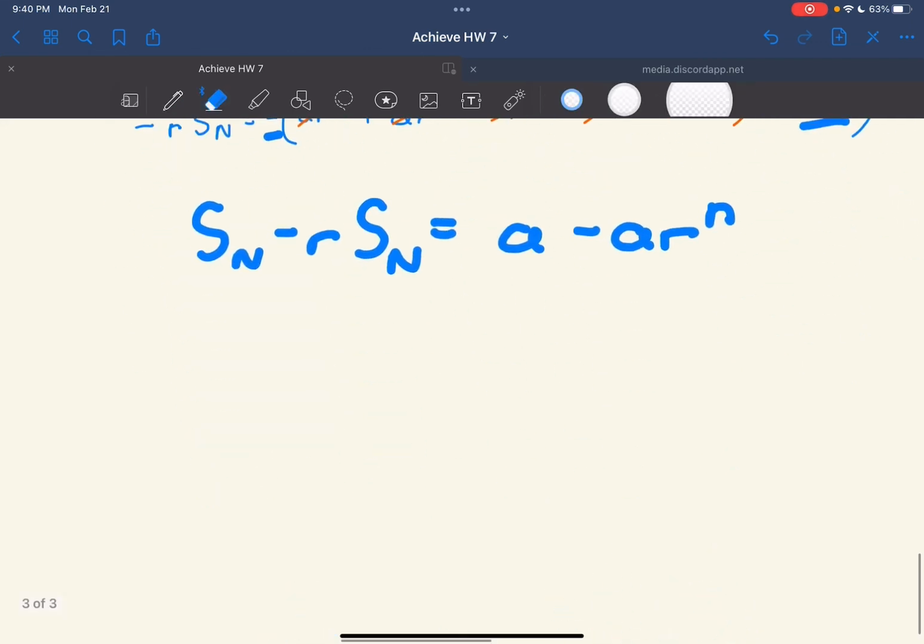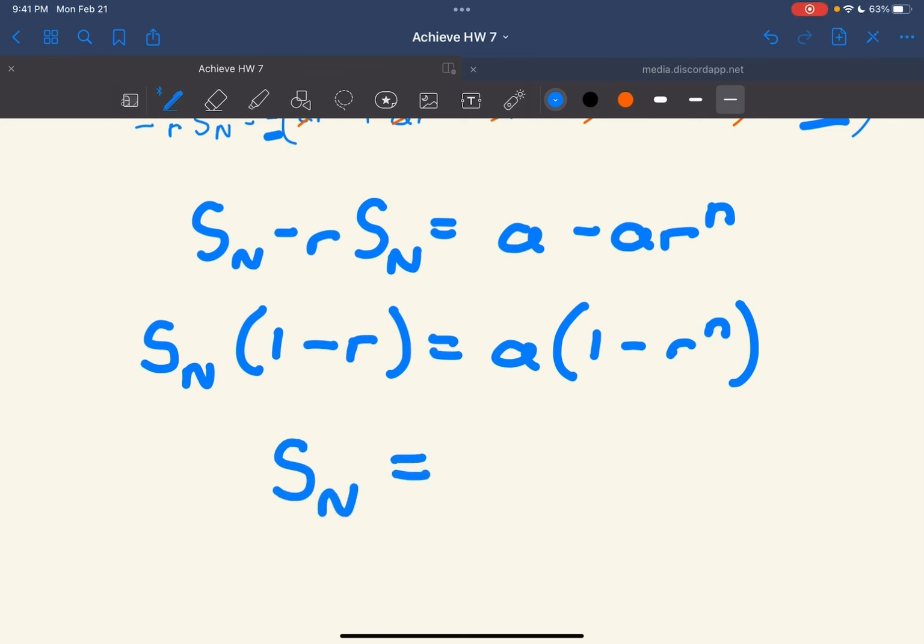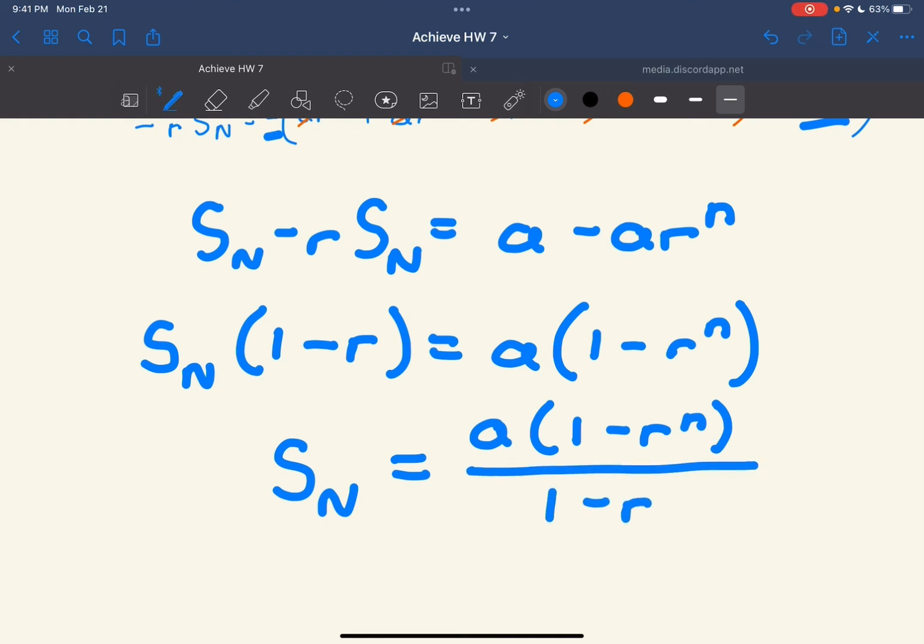Now let's clean this up a bit. We could factor out the S sub n. So S sub n times 1 minus r is equal to A, factoring out the A, times 1 minus r to the n. Now we want to see what S sub n is equal to. We just divide by 1 minus r, and what you do to one side, you have to do to the other. So then you're going to see S sub n equals A times 1 minus r to the n, divided by 1 minus r.